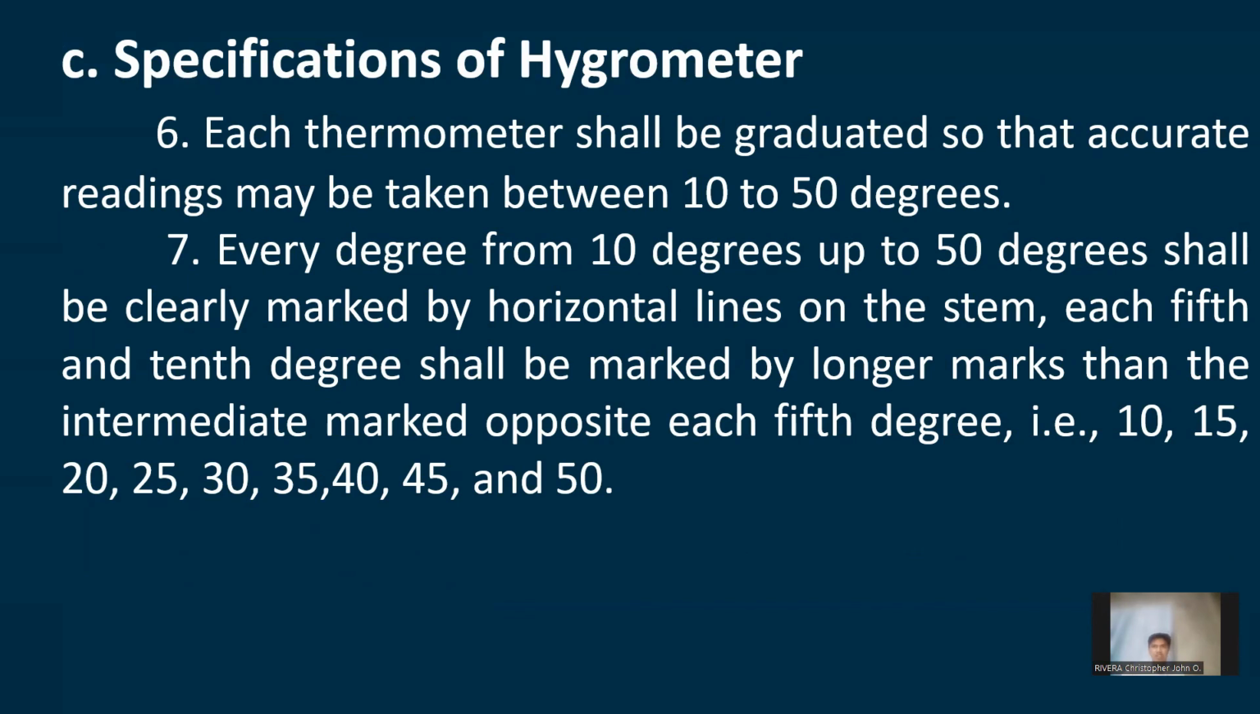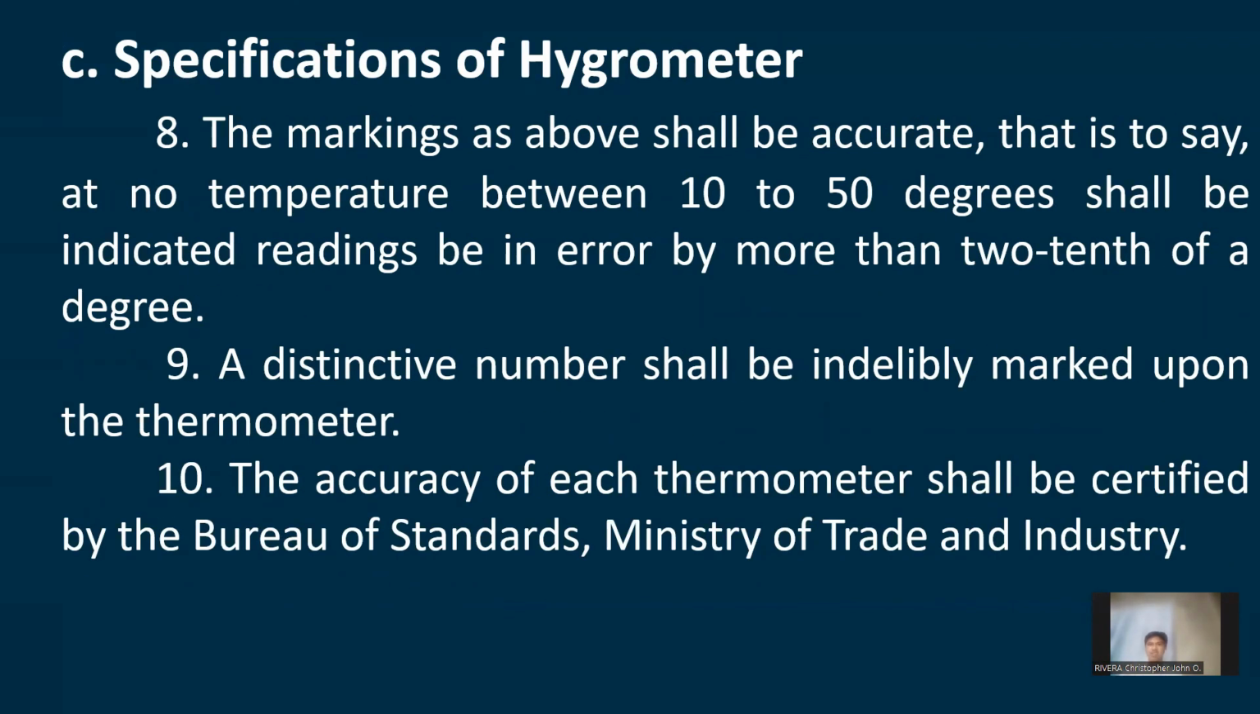Each 5th and 10th degree shall be marked by longer marks than the intermediate mark opposite each 5th degree. For example, 10, 15, 20, 25, 30, 35, 40, 45, and 50. The markings as above shall be accurate. That is to say, at no temperature between 10 to 50 degrees shall indicated readings be in error by more than 2/10 of a degree.